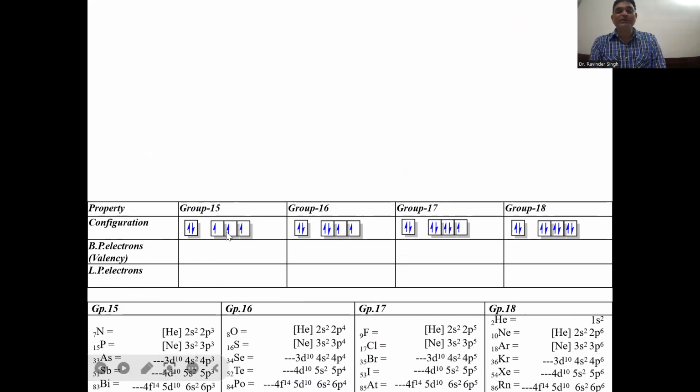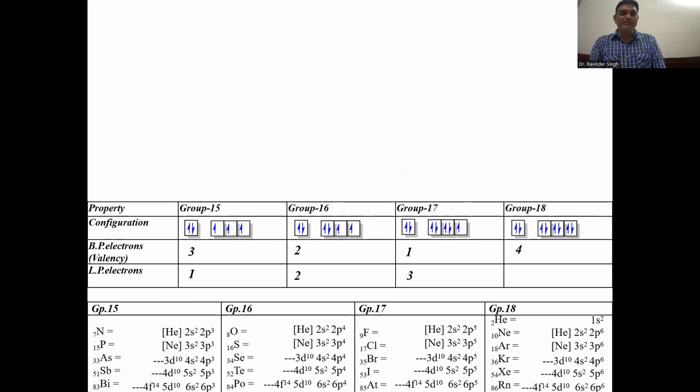So in the valence shell, two types of electrons are present: the unpaired electrons, called the bond pair electrons, and the paired electrons, called lone pairs. In group number 15, you can see there are three bond pairs and one lone pair. In group number 16, there are two bond pairs and two lone pairs. In group number 17, there is one bond pair and three lone pairs.